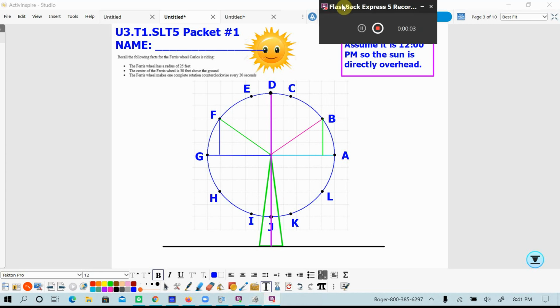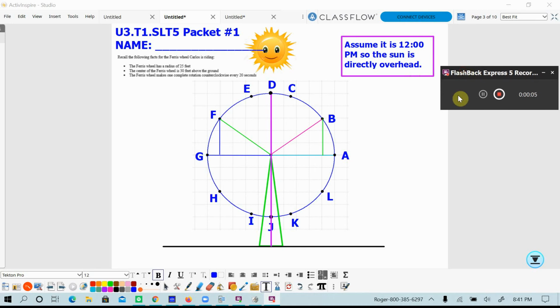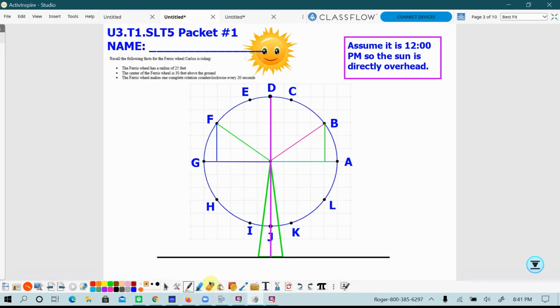So what I did for SLT5, after we figured out where the shadows are going to be, if you just go literally straight down on the ground, right below the seat positions, that's where all the shadows are going to be. So that's how you can figure out where they're going to be. But what we're trying to determine first is horizontal distances, okay?